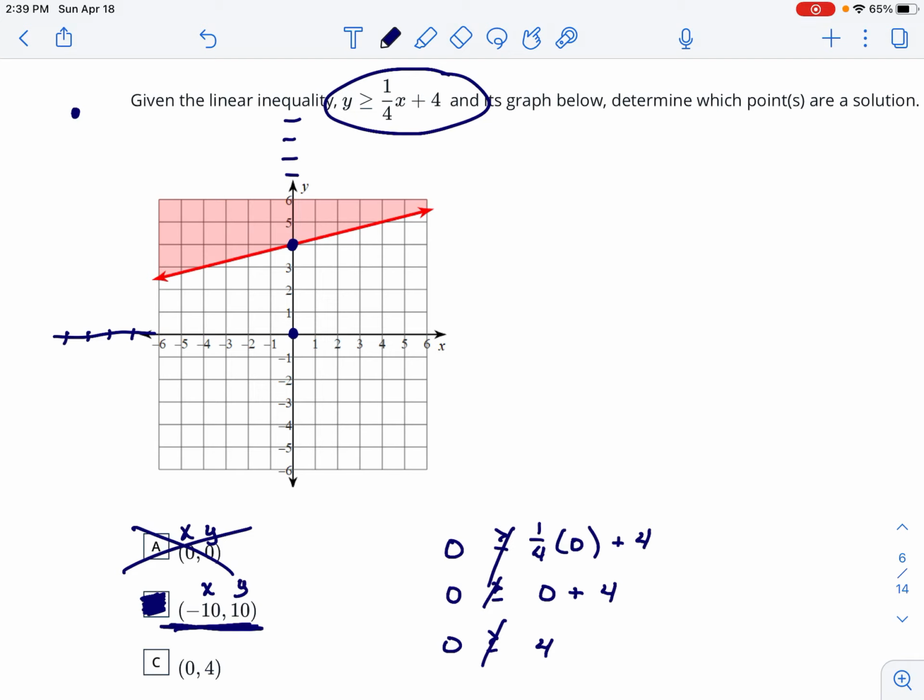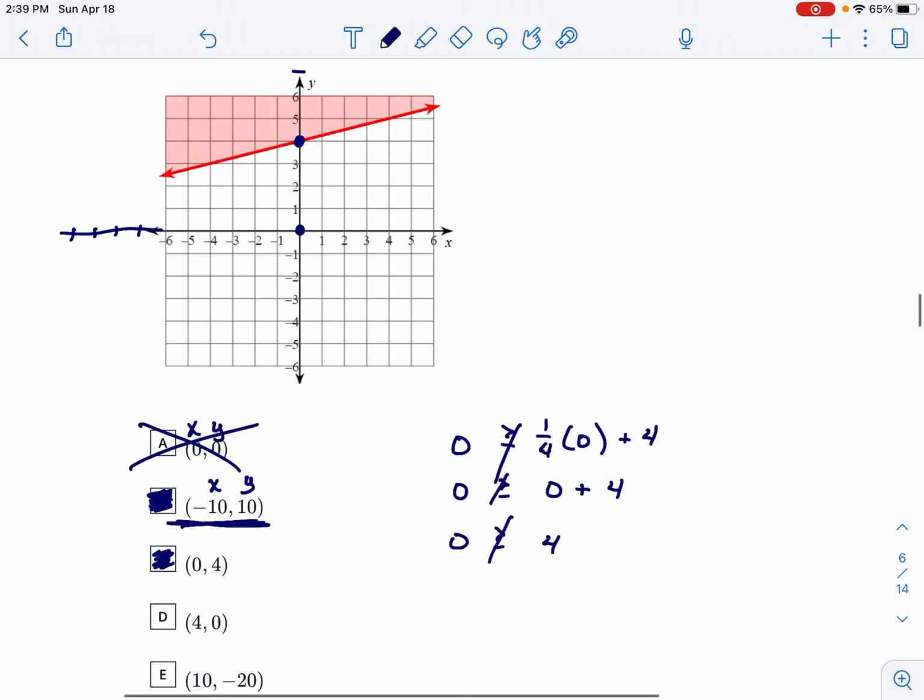0, 4 is on that line, and because that's a solid line, it includes those points as part of your solution. So you should have included 0, 4. 4, 0, though, is where x is 4 and y is 0. So if you go x value of 4, but don't do anything for the y coordinate, not a solution. 10, negative 20 might have been helpful to plug it in, or you could just picture going over 10 and then down negative 20.